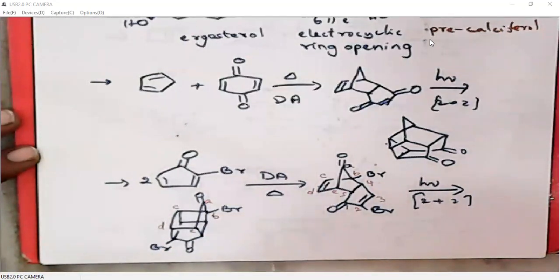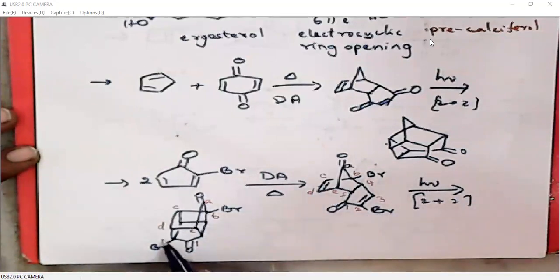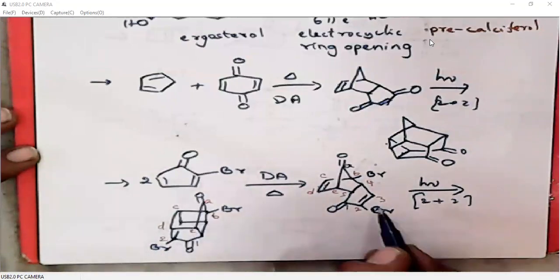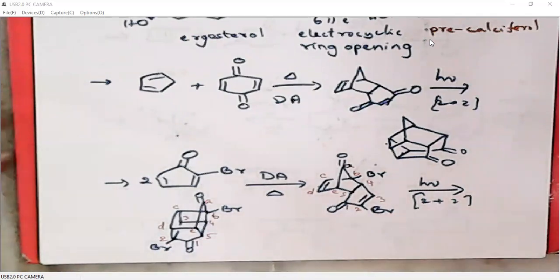Then the other 5-membered ring, as we know, the carbonyl is 1, the bromine carbon is 2, and this is the double bond which is involved in 2+2 cycloaddition. So it is 3, 4, 5. Okay, so the top 5-membered ring is the first ring. The bottom 5-membered ring is the second one.